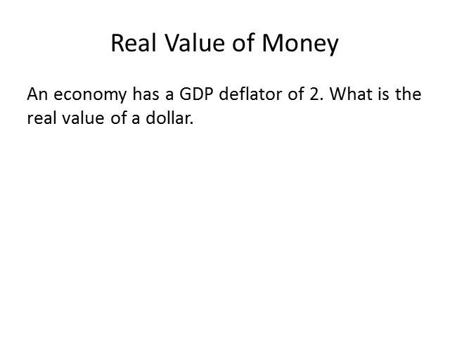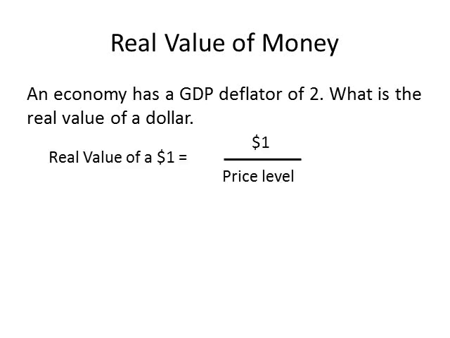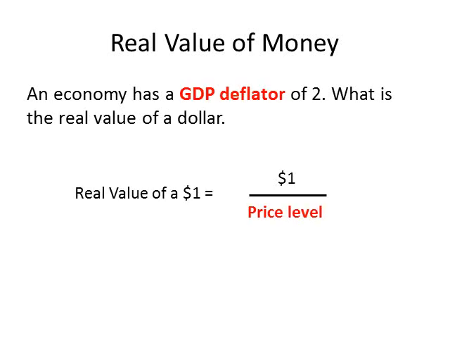An economy has a GDP deflator of 2. What is the real value of a dollar? The first step is to write down the formula, which is the real value of a dollar is equal to $1 divided by the price level. In this case, the price level is being measured by the GDP deflator, so we would substitute in the GDP deflator for the price level.